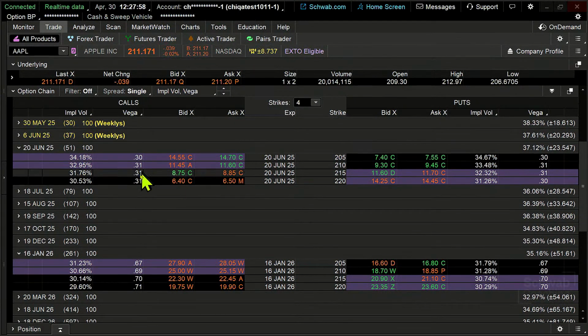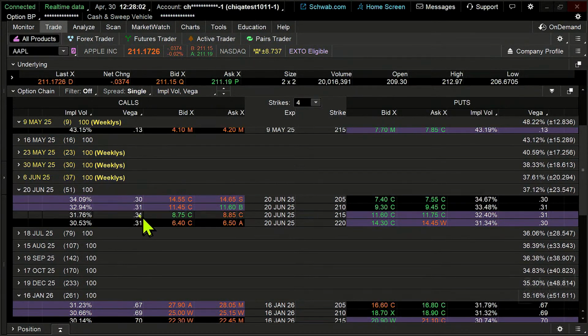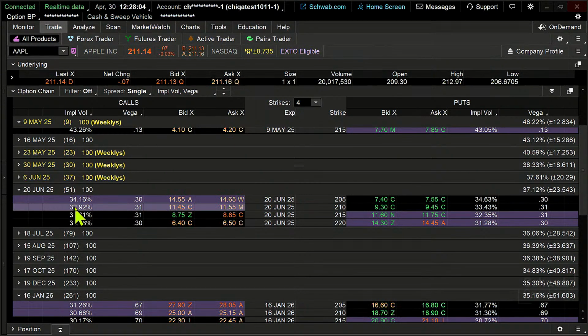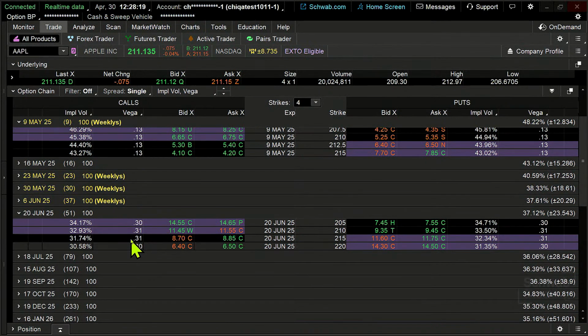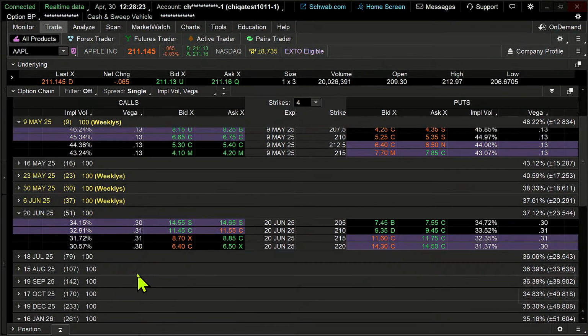So this means, let's just choose this Vega number 51 days out to go until expiration at this strike price, if implied volatility were to go up 1%, our option premium should gain about 31 cents. If implied volatility were to go down 1%, our option premium should lose about 31 cents. So Vega becomes less significant as we get closer to expiration, more significant the further away we are from expiration.